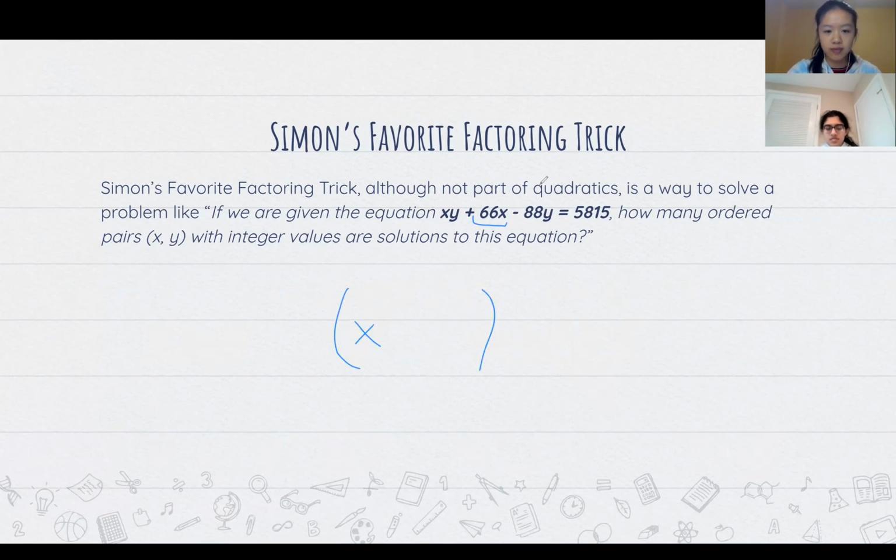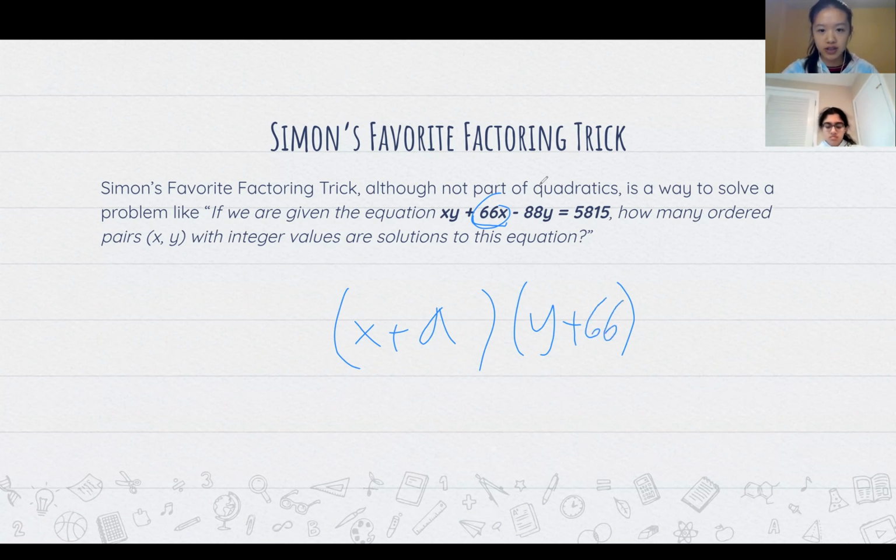So it has to be in the form x plus a times y plus b, but the coefficient of x is 66. So in order for that to happen, the b value has to be 66 here, so that we get 66x. And since the y coefficient is -88, the a value has to be -88 here.